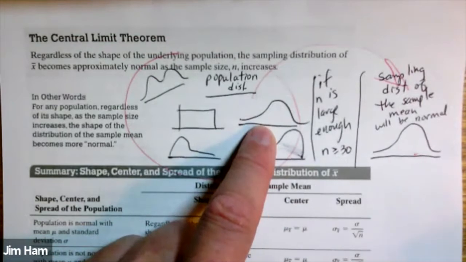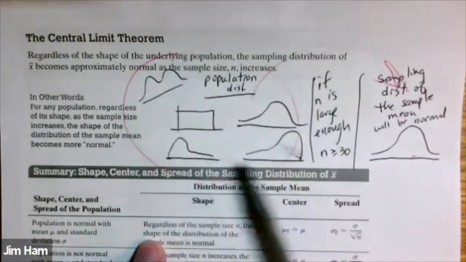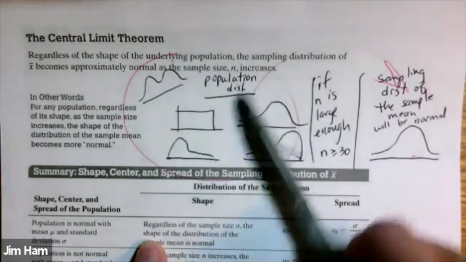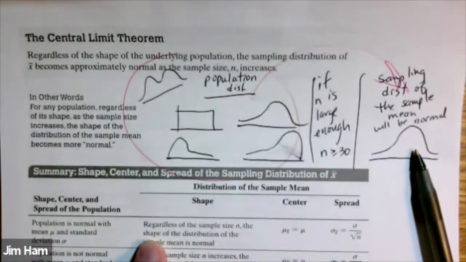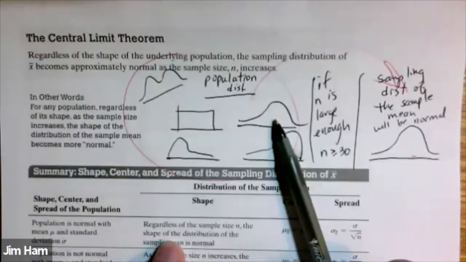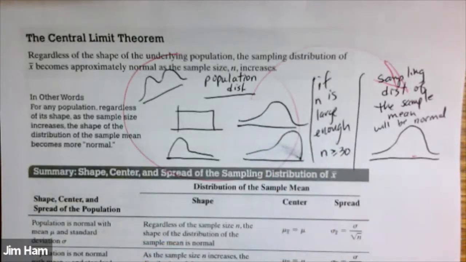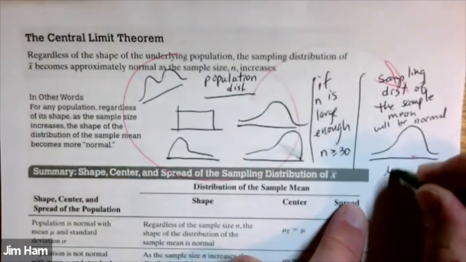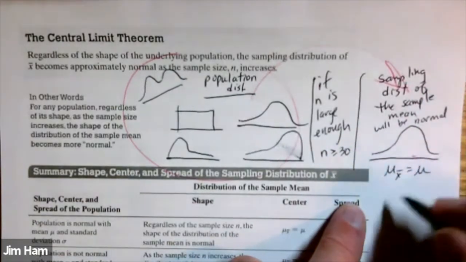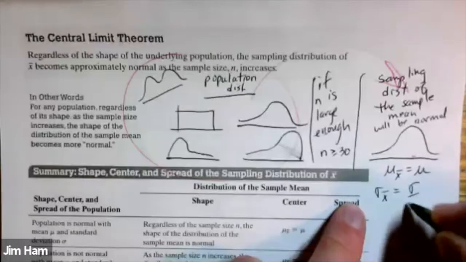The second scenario is that if n is large enough, the original population distribution can look like anything, yet the sampling distribution will be approximately normal. So everything is leading to a normal curve if you begin with a normal population distribution, or you have in your sample a large enough sample size. Not only that, we know that the mean of the sampling distribution will be the mean of the population, and the standard deviation of the sampling distribution, that we call the standard error of the mean, will be given by this formula.